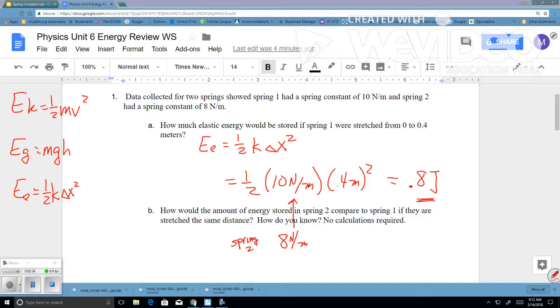So less value for spring 2 because it's got a smaller spring constant, and the spring constant tells us how much force it takes to stretch that spring a certain distance. That's the newtons over meters. And because the spring constant is smaller for spring 2, it will hold less energy. And you could calculate it out if you want to. It's fairly straightforward from the other one. And it comes out to 0.64 joules.